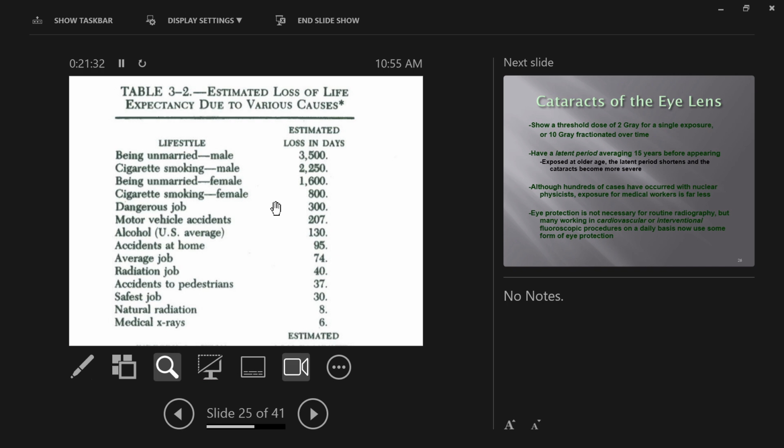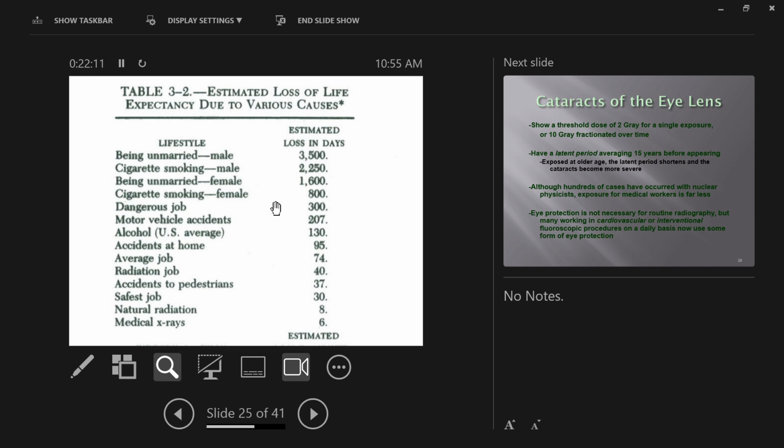The very top one, the most risky thing you could do on this graph, is being an unmarried male. Any ideas why? Taking more risks. And why would you take more risks if you're an unmarried person versus married? Being unmarried means it's less likely that you have a family, less likely that you have kids, less likely that you have anyone to report to or take care of or have any responsibility for, right?